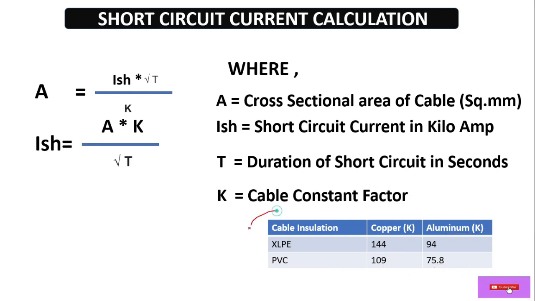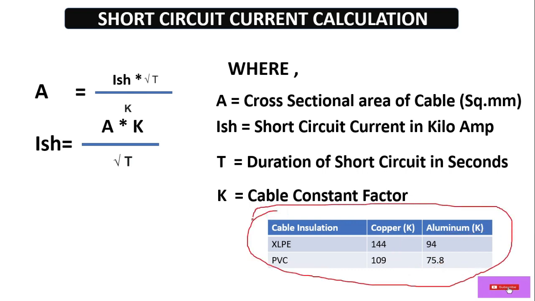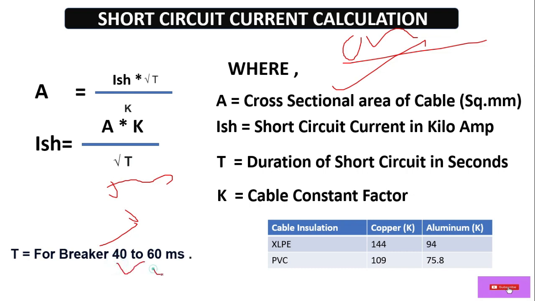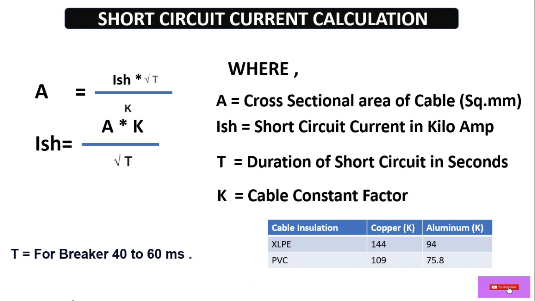So it can be taken from the cable manufacturer, whether we get it from Polycab, Finolex, and so on. Another parameter is T, which means breaker tripping time. For circuit breakers, generally for all curves we consider 40 to 60 milliseconds, or we can even consider 1 second. Okay, now let's take an example.